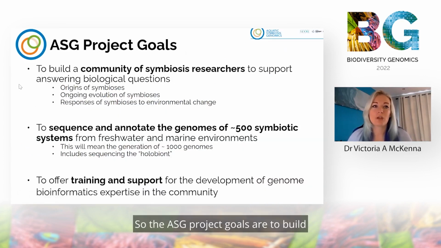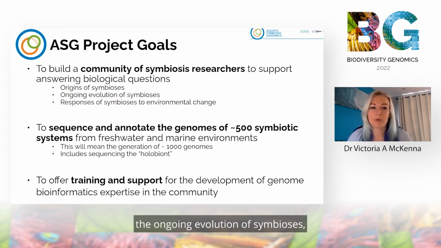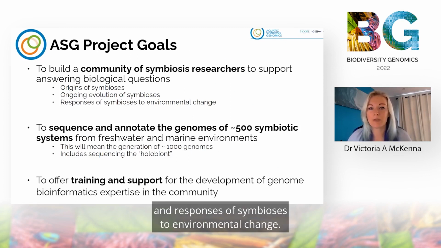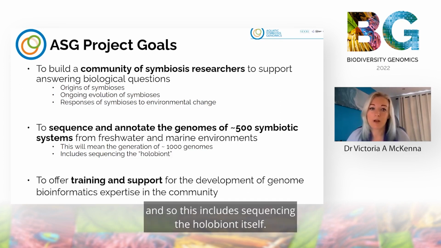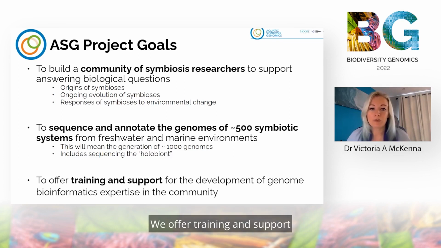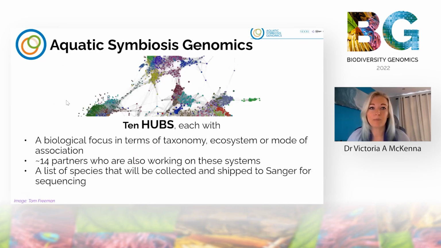The ASG project goals are to build a community of symbiosis researchers to support answering biological questions. These are things like the origins of symbiosis, the ongoing evolution of symbiosis, and responses of symbiosis to environmental change. We aim to sequence and annotate the genomes of about 500 symbiotic systems from freshwater and marine environments. This will mean the generation of around 1,000 genomes, so the host and the symbiont together. This includes sequencing the holobiont itself. We offer training and support to deliver genome bioinformatics expertise in the community as well.